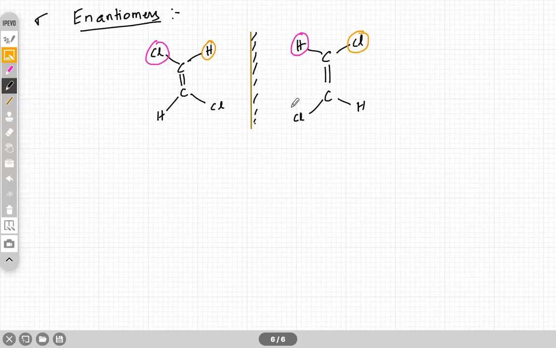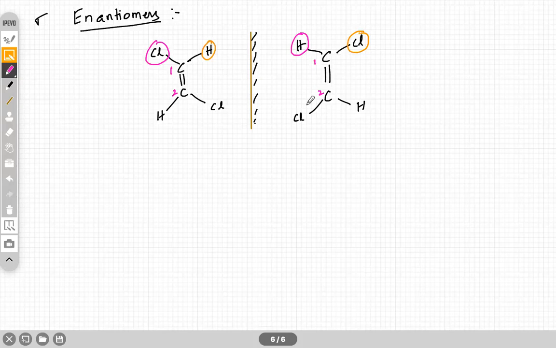Okay, how do we understand superimposability? Suppose this is the first carbon, this is the second carbon. You place the first carbon over the first carbon, second over second. If all atoms are getting superimposed, identical atoms, then the molecule is said to be superimposable, otherwise it is not, right? These two are enantiomers, non-superimposable mirror images.